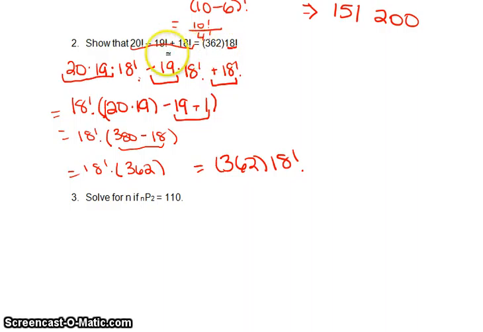So 20 factorial subtract 19 factorial plus 18 factorial is in fact equal to 362 times 18 factorial. Here we partially broke down each of those factorials so that we could rewrite them as 18 factorial times some number. We did that for each one, and then we pulled out that like term, okay?